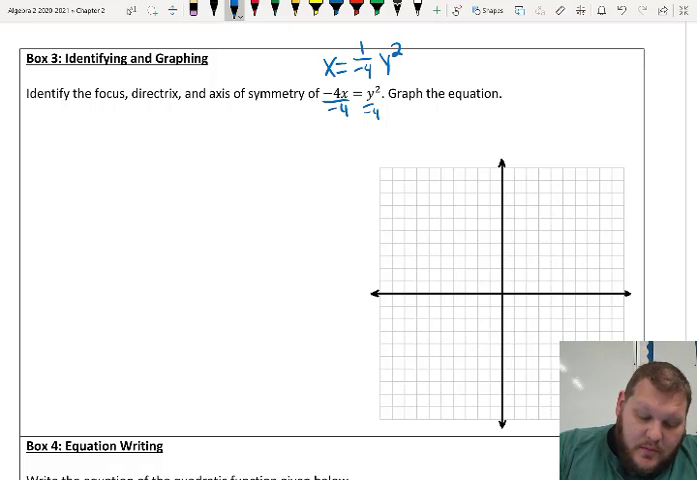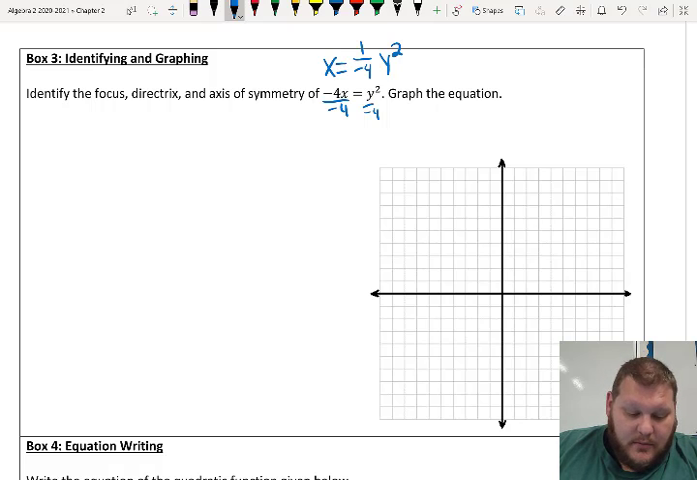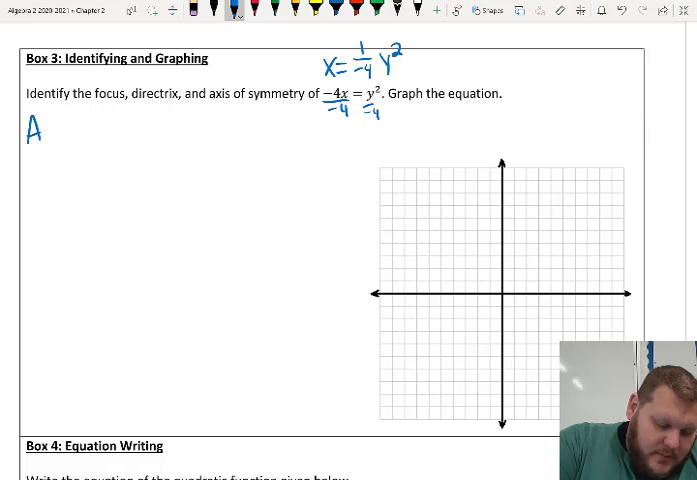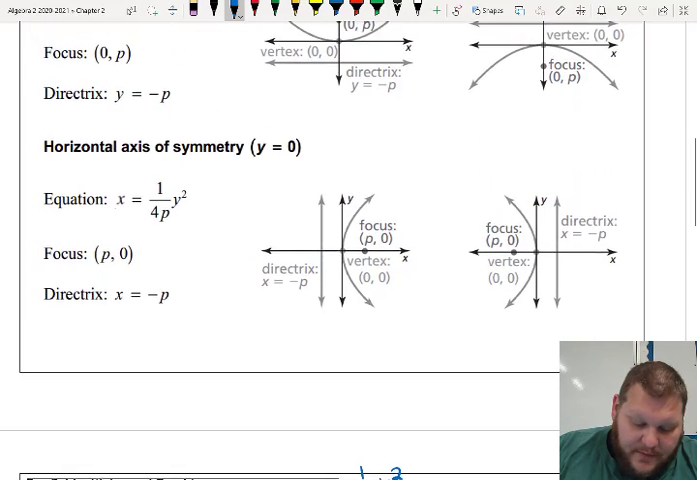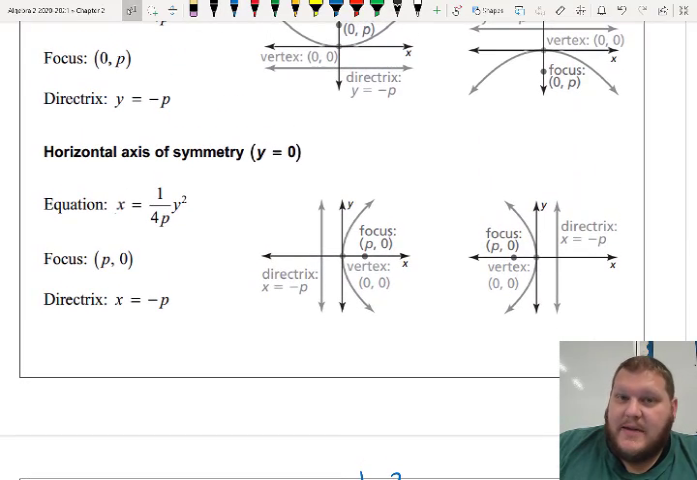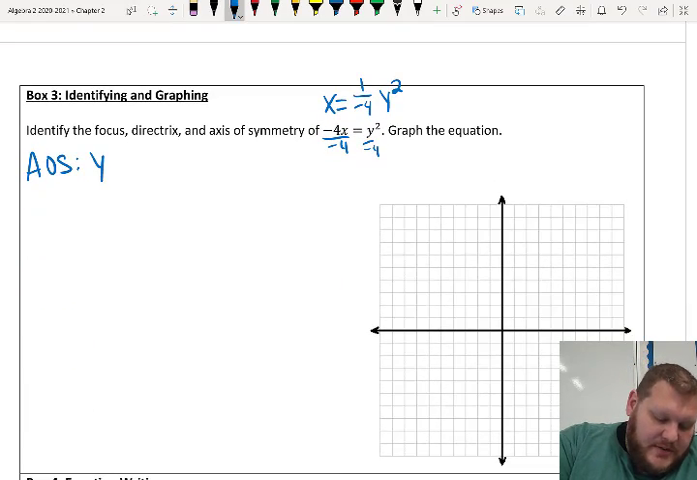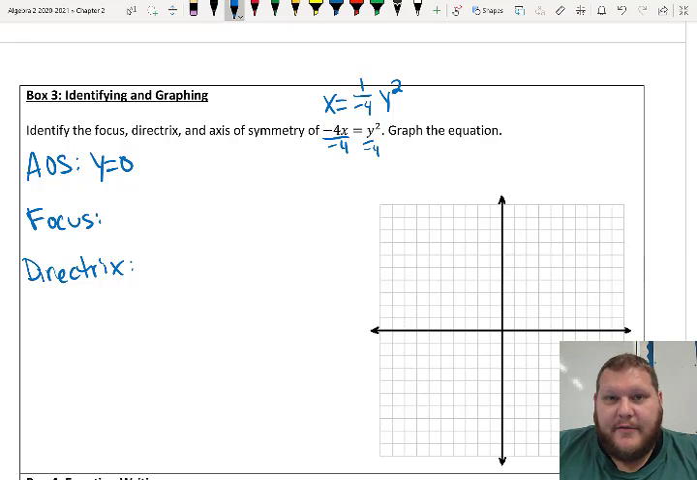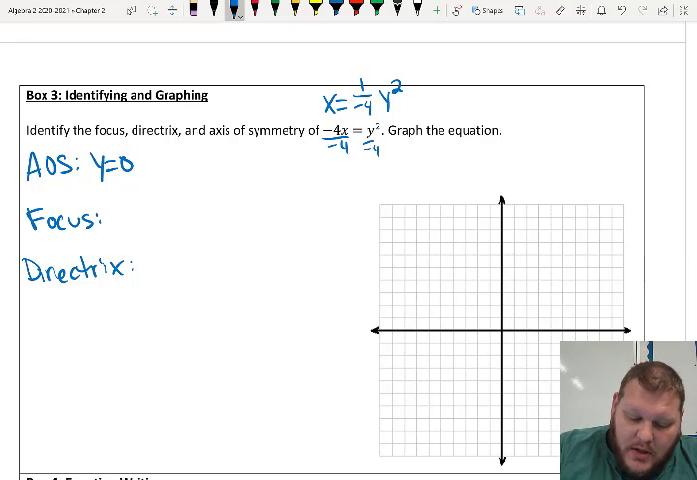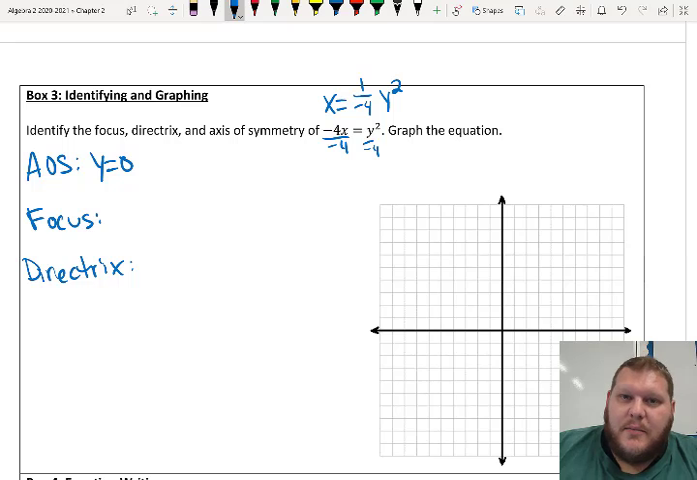So in this, we just have to figure out what p is, right? Well, I guess we do my AOS right away. This is a y squared, right? So if you look back up here, if you forgot, a y squared means my AOS is y equals 0. It's going to be a horizontal line at the x-axis. So my AOS is y equals 0. I need my focus and my directrix. Those are things I need to identify before I can graph. Both my focus and my directrix are based off of that p value, so I need to figure out what p is in my equation.